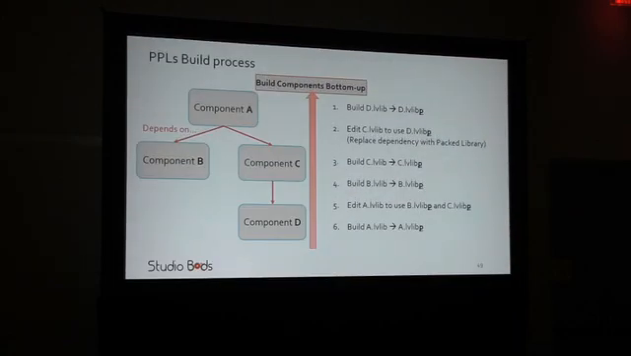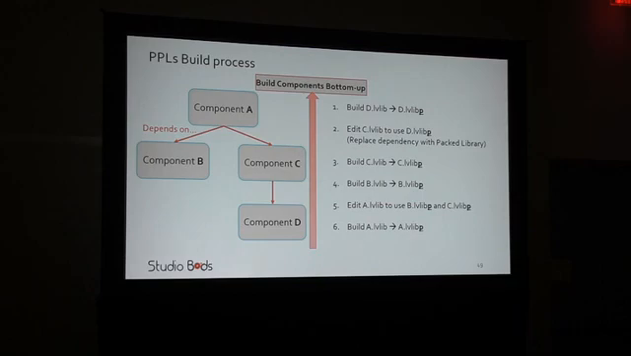If we look at the components hierarchy, you have component A, which depends on component B, and C depends on D. You need to build bottom up. So you first build component D into a PPL. Then you go to component C, and you replace the dependency with the packed library. Now your component C depends on the PPL version of component D. You do that bottom up, and in the end, you end up with component A, PPL, depending on all your PPL versions.